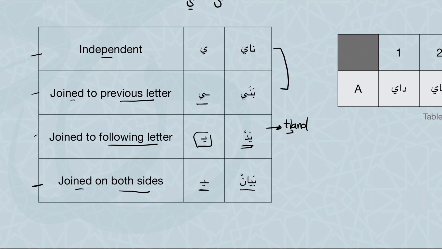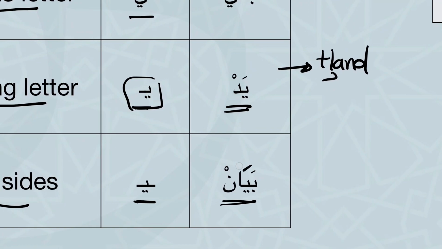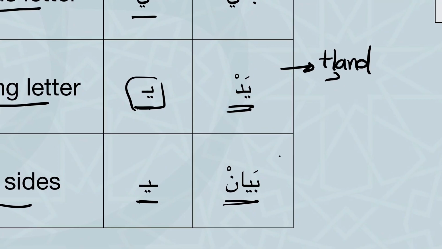And this one is actually a good example, because the ya here has an alif after it. So I know this ya has a long fatha. I'm going to remove this because it would confuse, it might look like another letter. How would I pronounce it? As bayan. Bayan here means a statement.